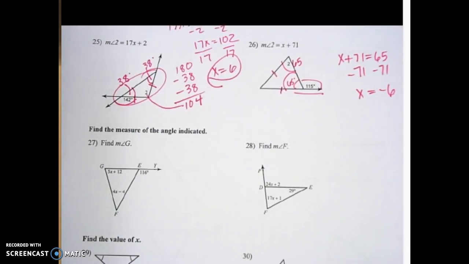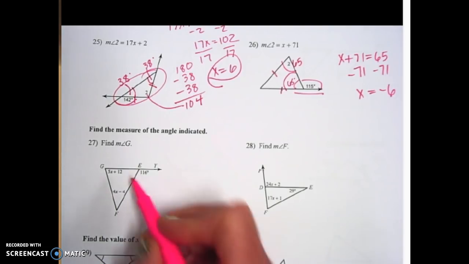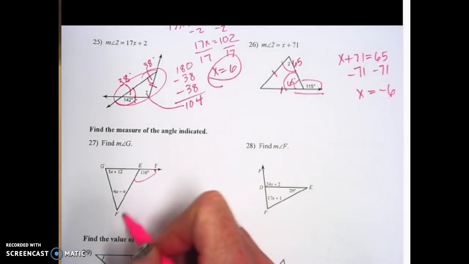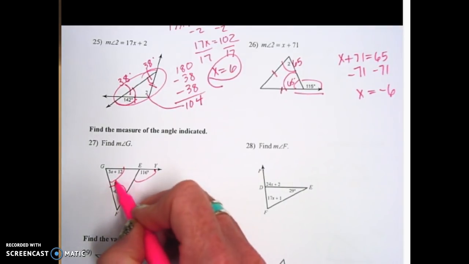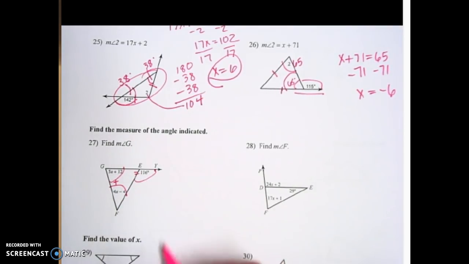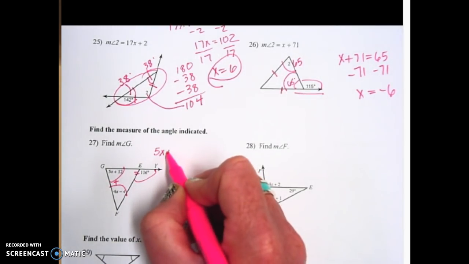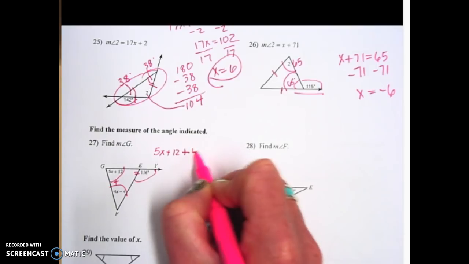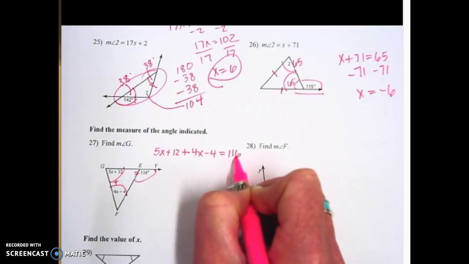Numbers 27 through 32 says find the measure of the angle indicated. So this exterior angle is equal to the sum of the two remote interior angles. So if we add these two together, it's going to be equal to that one. So we're going to set up an algebraic equation. So 5x plus 12 plus 4x minus 4 should be equal to 116.